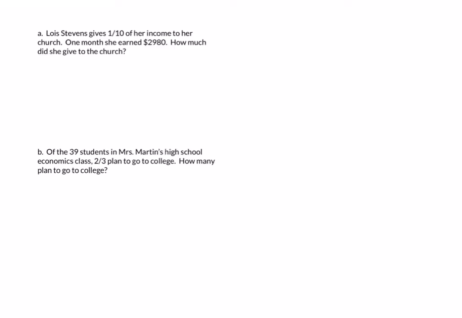So when we do this problem, let's start off by analyzing this. I see this word of here, and remember that of implies multiplication. So what we want to know is, do we know her income? And in fact we do. It's $2,980. So in order to solve this problem, we want to multiply 1/10 times $2,980. And I'm going to put this over 1.